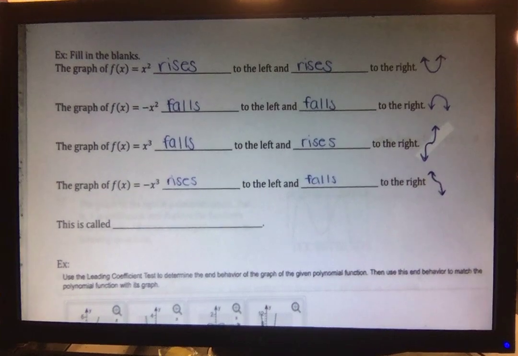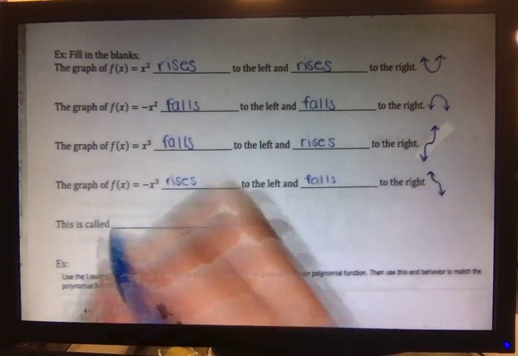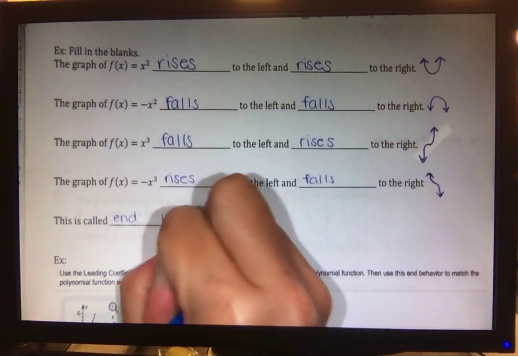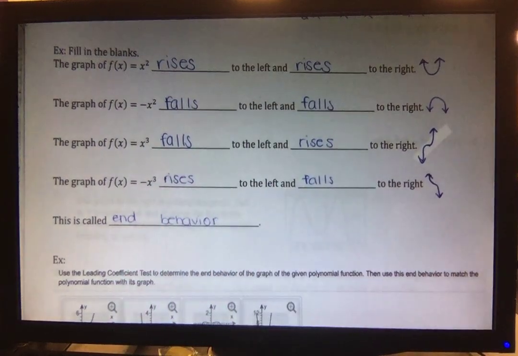All right, so what is this called? This is called end behavior, because we're looking to see what the ends of our graph are doing. What are the ends of our graph doing? Is it like the rise and fall thing? Will it get harder? No.